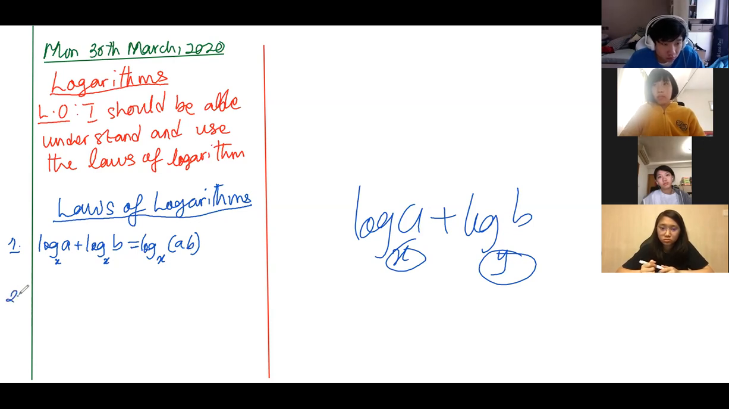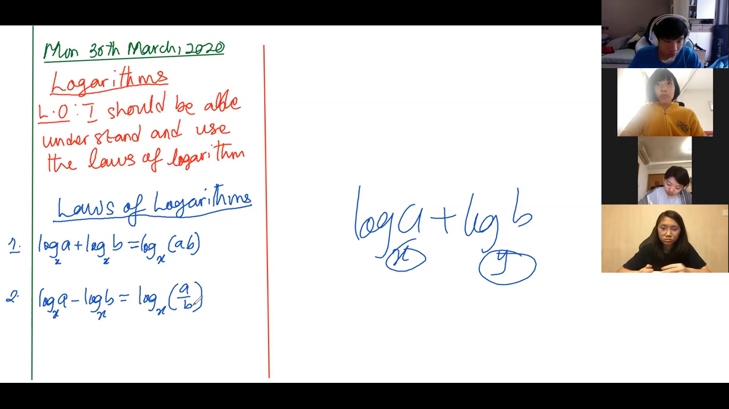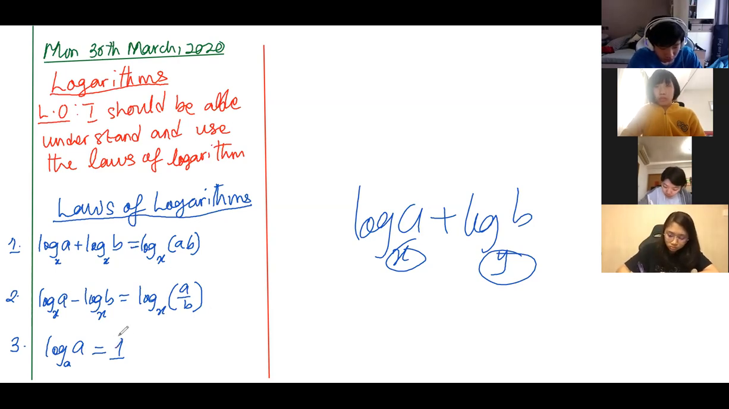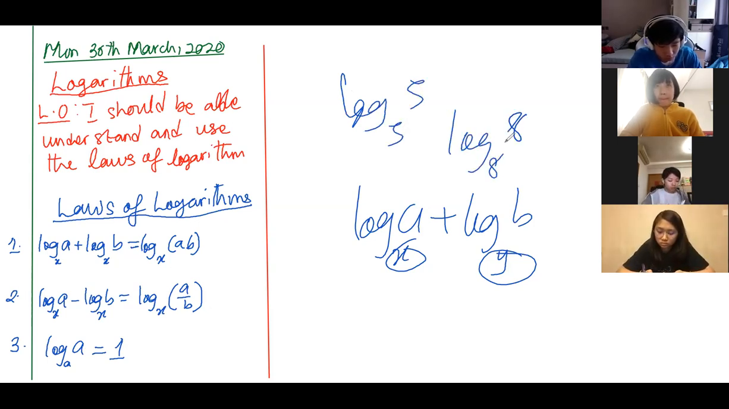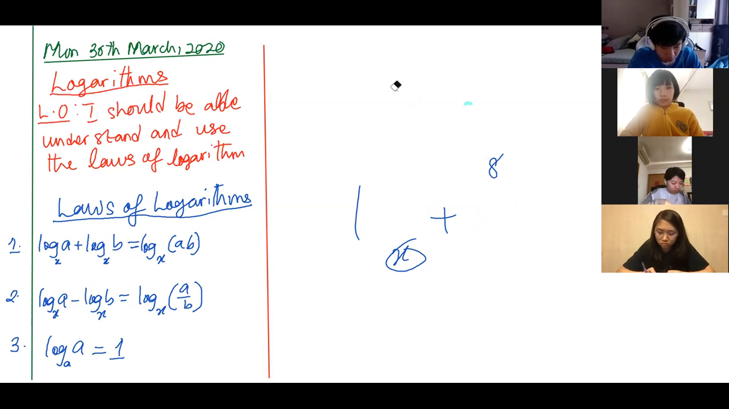The second law is similar to the first one. Logarithm of A to base X minus logarithm of B to base X is simply logarithm to that common base, A divided by B. The third law I'm going to be writing is that the logarithm of a number to the same base is always one. If you have your calculator, please check what is log 5 base 5. Check what is log 8 base 8, and so on and so forth. We'll check this. Let's just write the laws, like I said.